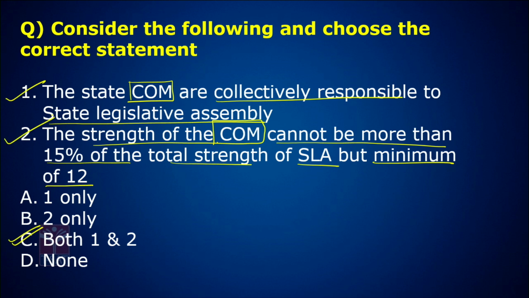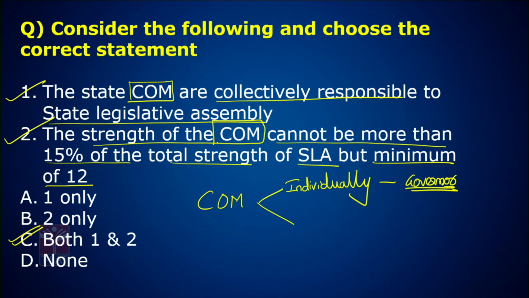Now let me explain. The State Council of Ministers are individually responsible to the Governor, because the Governor can remove the Council of Ministers anytime, and the State Council of Ministers are collectively responsible to the State Legislative Assembly. Important for the exam: individually responsible to the Governor and collectively responsible to the State Legislative Assembly.